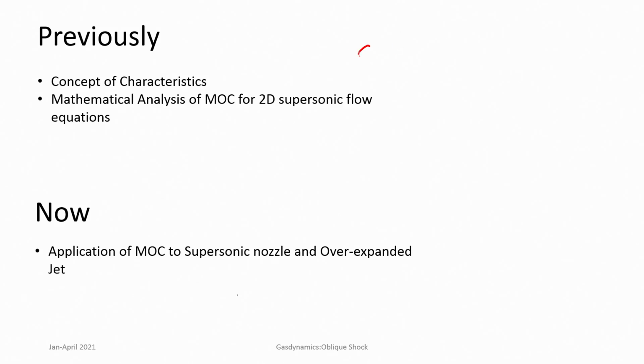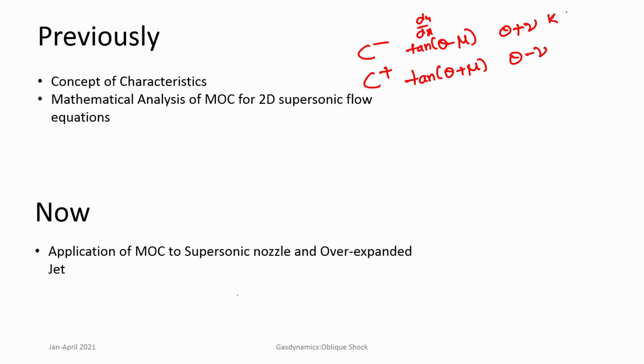The characteristic lines are C minus and C plus. The slopes of the characteristic lines, dy by dx, is tan of theta minus mu, where mu is the Mach angle, for the C minus characteristic, and tan of theta plus mu for the C plus characteristic. Along the characteristic lines, for C minus, theta plus nu, the Prandtl-Meyer angle, is constant. For C plus it is theta minus nu. So these are given values, K minus and K plus, and these are constant.